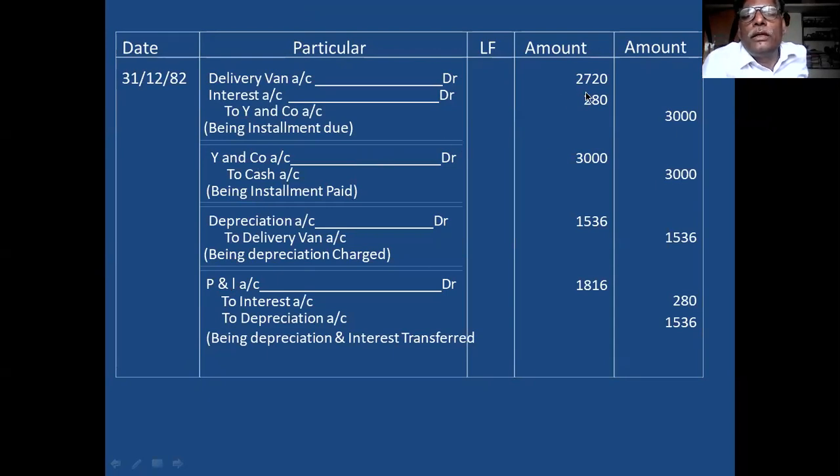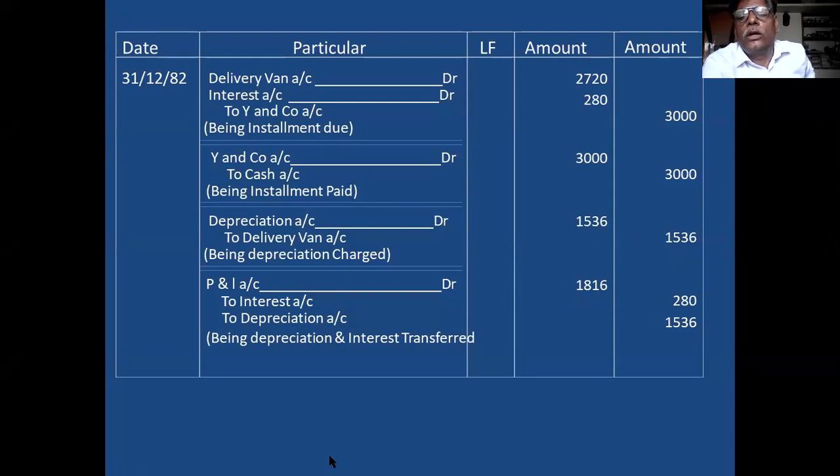Fourth year principal is 2,720. Interest is 280. Total 3,000. Installment of the fourth year is 3,000. Depreciation for 1982 is 1,536. And for transfer to P&L account debit, 1,816 total. 1,816 total means 280 interest, 1,536 depreciation. In this way you write the amount.